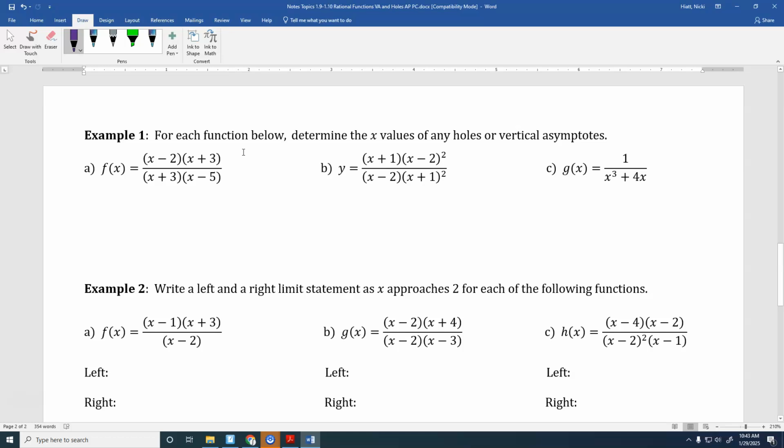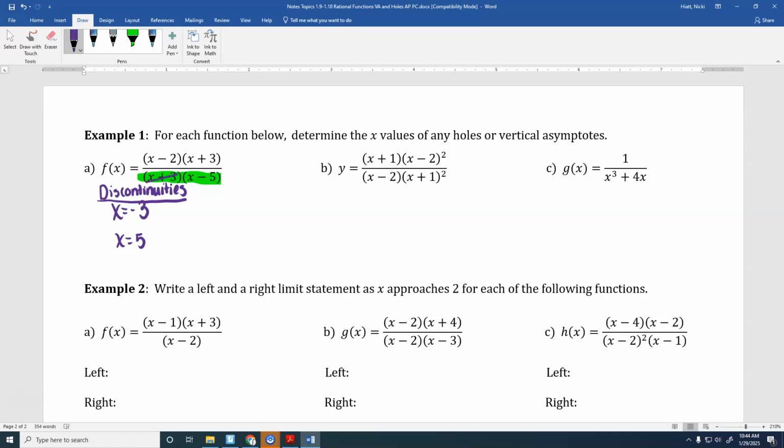Okay, so we're going to have things like this, and we're going to be asked to find any holes or vertical asymptotes. What I like to do when I'm doing this problem is look at that denominator first. You definitely have discontinuities, either holes or asymptotes, at x equals negative 3 and x equals 5. Whether they cancel or not, they're discontinuities. So you have discontinuities here.